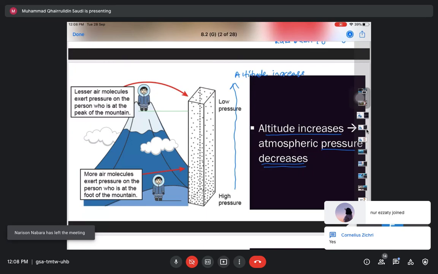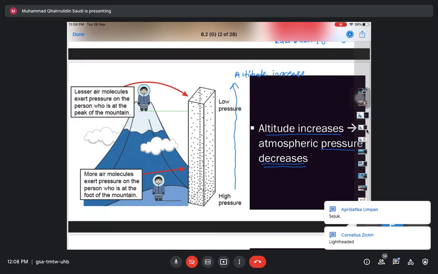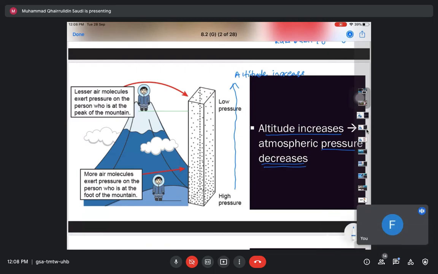Yes, okay. So when you are in an aeroplane, apa yang awak rasa? What do you feel? Sejuk. Okay, lightheaded. Okay, good. So sometimes you feel sejuk, lightheaded. Okay, sometimes ada rasa telinga berdengung. Okay, that is all because of the low air pressure. Okay, low atmospheric pressure. You are going higher from the ground, so the atmospheric pressure is decreased. Okay, this is why.